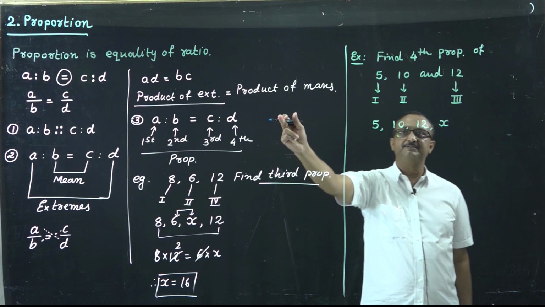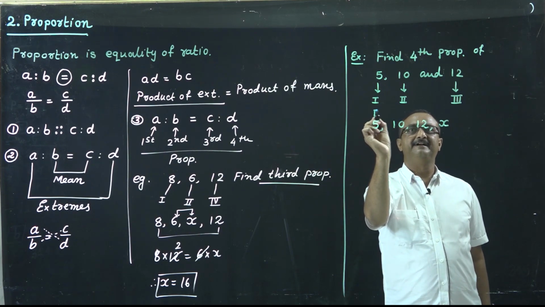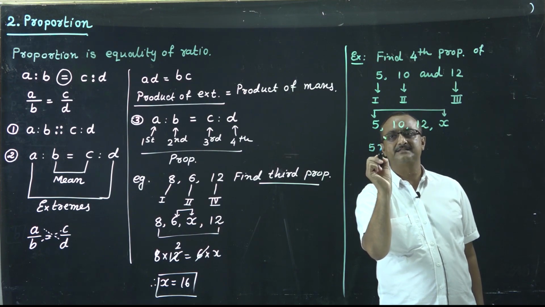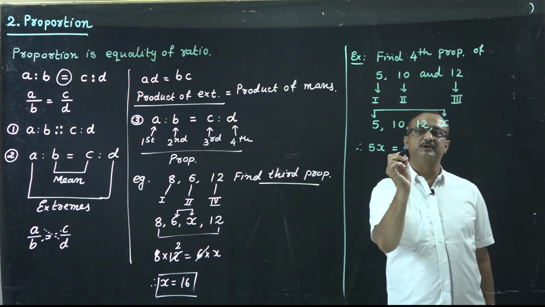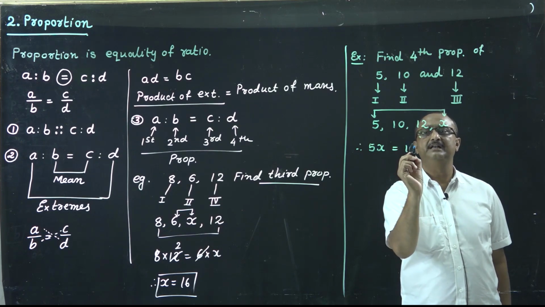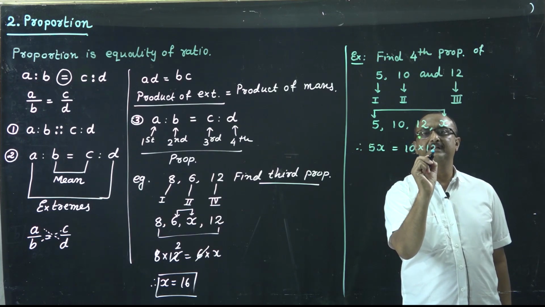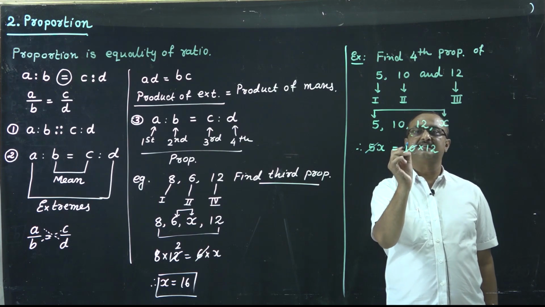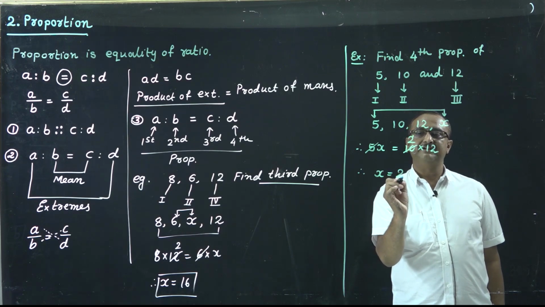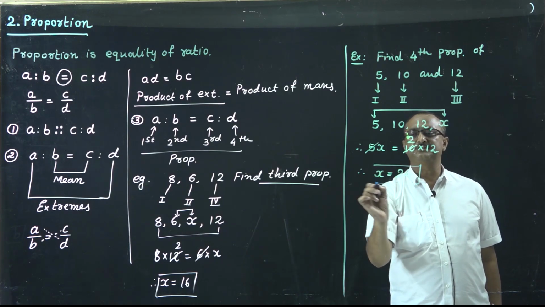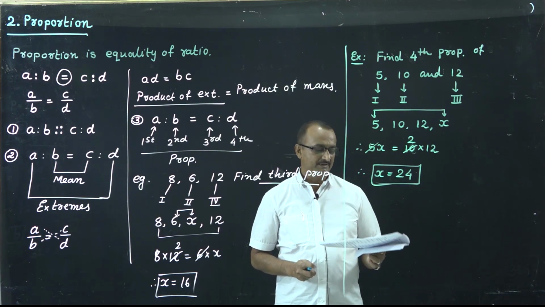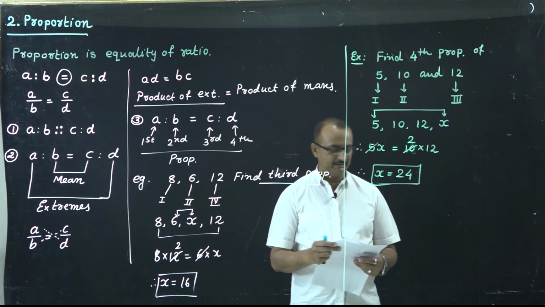So again, what is our formula? Product of extremes, 5 into x, is equals to product of means, 10 into 12. 5 2s are 10. Therefore, x is equals to what? 24. Fourth proportion is 24. 5, 10, 12 and 24.